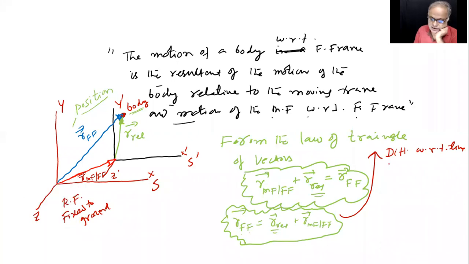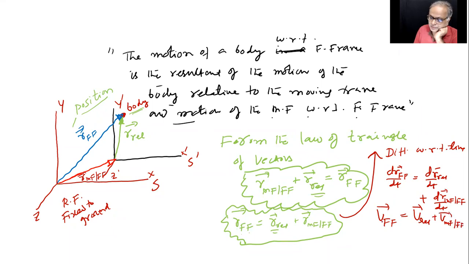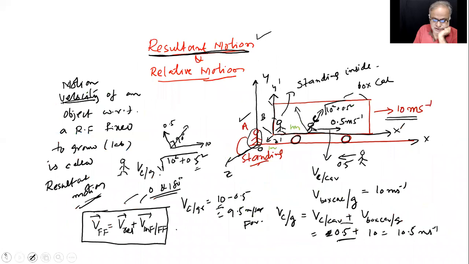Differentiate, that is dR_F by dt is equal to dR relative by dt plus dR of the moving frame with respect to fixed frame by dt. So this gives what? Velocity of the body in the fixed frame is velocity of the body relative to the moving frame plus velocity of moving frame with respect to fixed frame. This is what we have written down straight away there because that was okay for the examples.